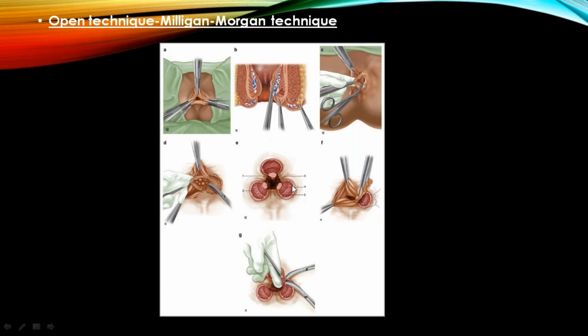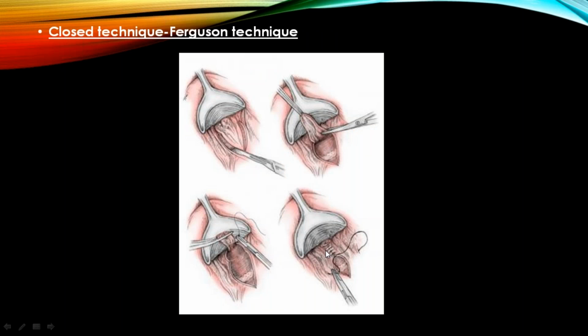These will heal slowly by secondary intention, whereas in the closure technique you are suturing the wound and closing the wound. Okay, that is the main difference. Rest of the technique is the same thing, but the raw wound is closed with the suture. In the open technique you are leaving it open to heal with secondary intention. That is the main difference between these two techniques.